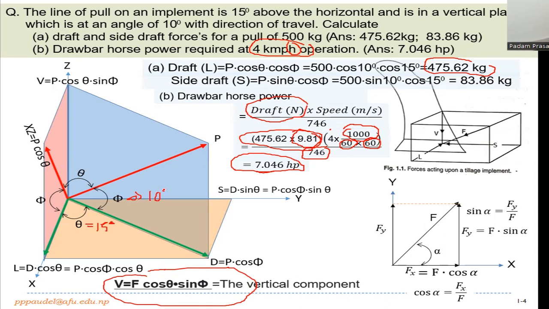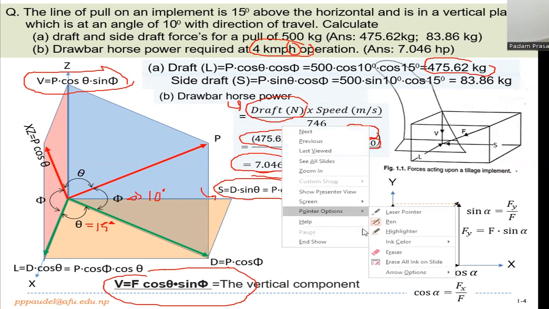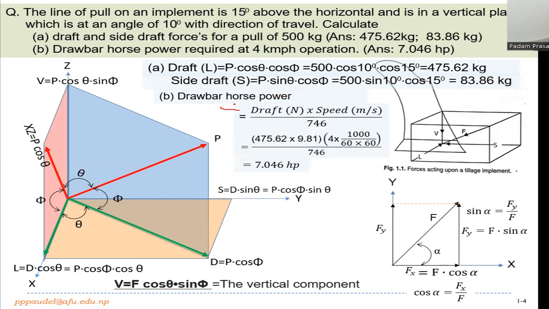Another mistake is likely here. You may be asked to find the value of the side draft, and you wrongly calculate the value of the vertical component, or you may be asked to find the vertical component, and you wrongly find the value of the side draft. That will be a mistake. Another thing is the conversion of units. Most students memorize the formula and they use the values in this formula. In that condition, they do not take care of the units, and their numerical will be wrong.